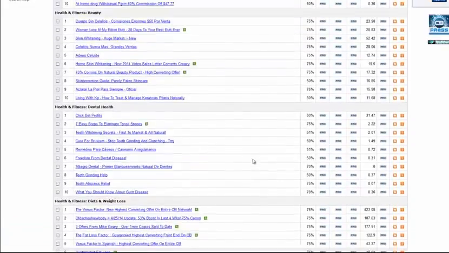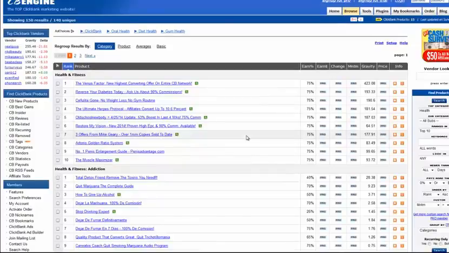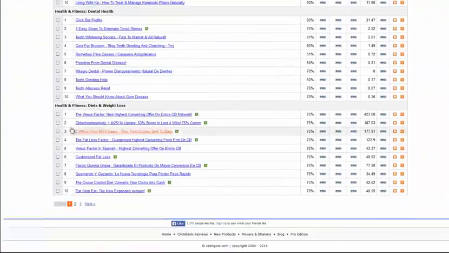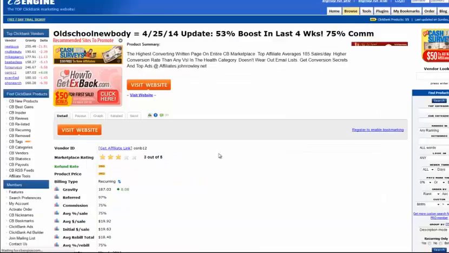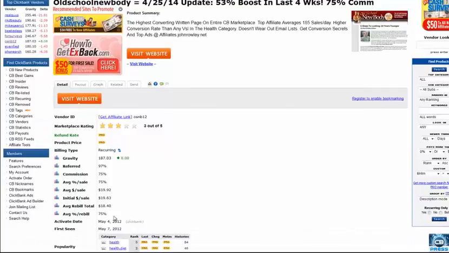Okay, so it's your choice to pick whatever you want to do. Just for this example, I'm just going to go into diets and weight loss and show you an example. So for example, Old School New Body. If we click on this one as our example, you can already see that you're going to be earning a 75% commission, which is good. You can also see the average dollar per sale is $19.92, and you can also see all the other stuff you could see on ClickBank.